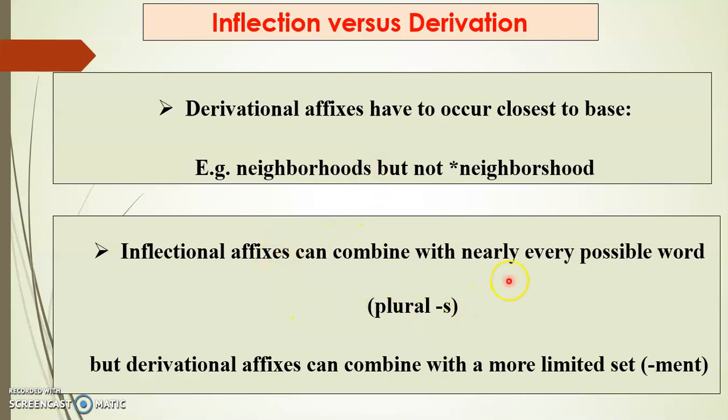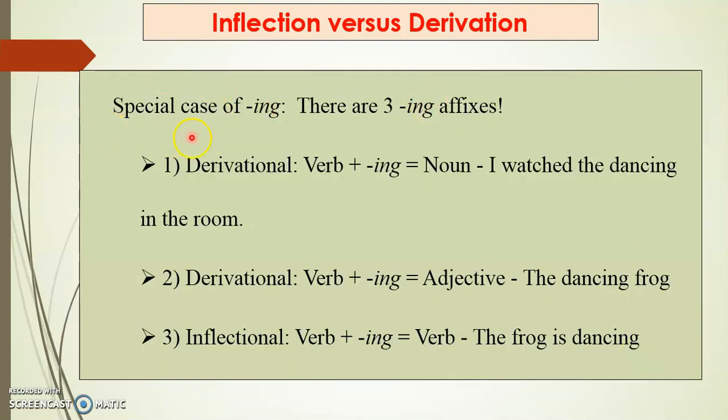Inflectional affixes can combine with nearly every possible word, with a plural s, for example. But derivational affixes can combine with a more limited set. For example, ment. I cannot add ment to all the words. There are certain words to which I can add the suffix ment. There is a special case for ing. So there are three ing affixes. We have the derivational, verb plus ing is a noun: I watched the dancing in the room. Then another derivational, verb plus ing becomes an adjective: the dancing frog. And then we have the inflectional, which is verb plus ing: the frog is dancing. So you see that this is a very special case.